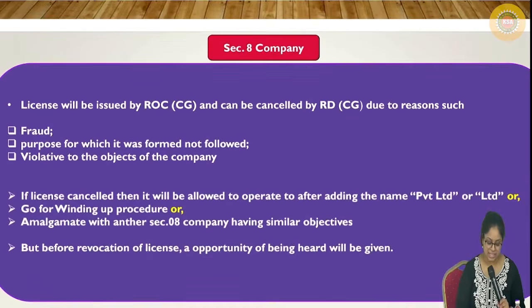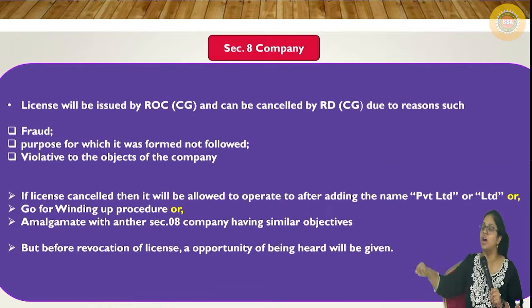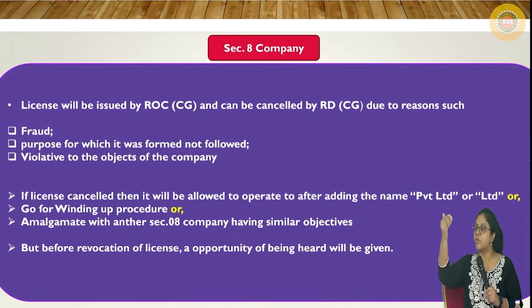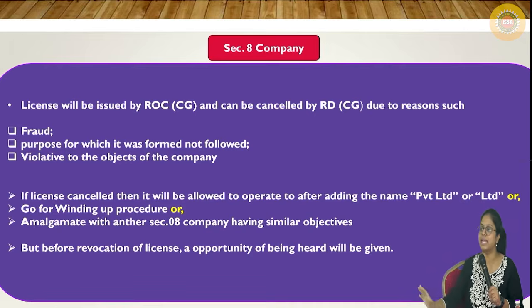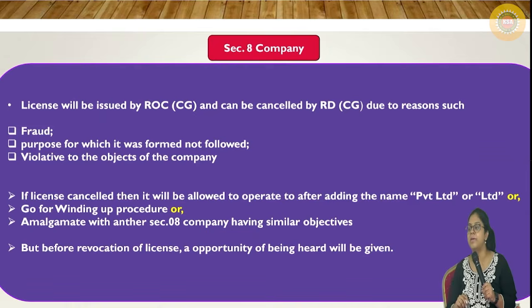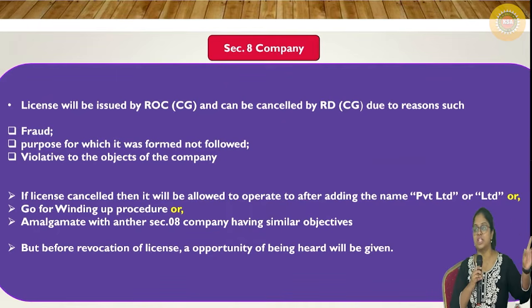When will they cancel the license? If they come to know that you have done any of the following: either you have done any fraud, or you have violated the objectives of a Section 8 company, or you are not functioning as per whatever you wrote. You got the license saying that you are going to give free education, but if you are not doing that and the regional director comes to know about it, they can cancel your license. If they cancel your license, what are the remedies? What are the next steps? You have to either go and amalgamate yourself with a Section 8 company with a similar objective, or they can ask you to.